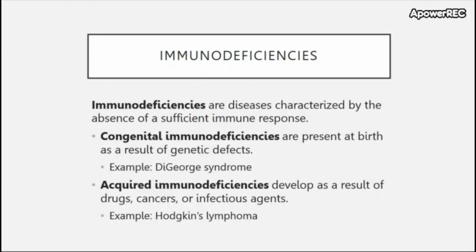Acquired immunodeficiencies can develop as a result of drugs, cancers, or infectious agents. The example here is Hodgkin's lymphoma. Hodgkin's lymphoma lowers the cell-mediated response. Lymphoma is a type of cancer that originates within a specific type of white blood cell called a lymphocyte.